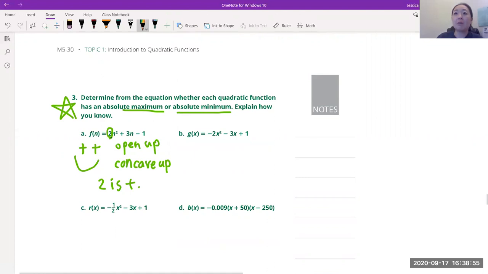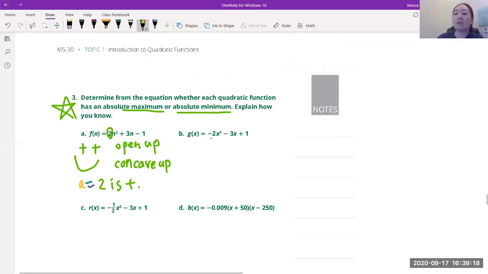So here we're looking at, remember the a, which equals 2. We know that it's positive because there's no negative there. So I would just draw a picture there, and we know it opens up, i.e. concave up. So a is positive, and that's how we know that it opens up.